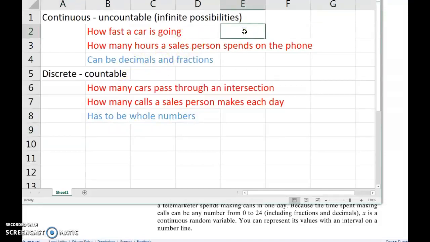A car could be going 55 miles an hour, or a car could be going 56, but in between those two, there's infinite possibilities. It could be 55.23 or 55.67 or 55.768 or 55.99994 miles per hour. So as you can see, the possibilities here are endless. And I've only talked about the values between 55 and 56. So if you're measuring something and it can take on any decimal or fractional value, it's uncountable, it's infinite, and that's when it's a continuous variable.